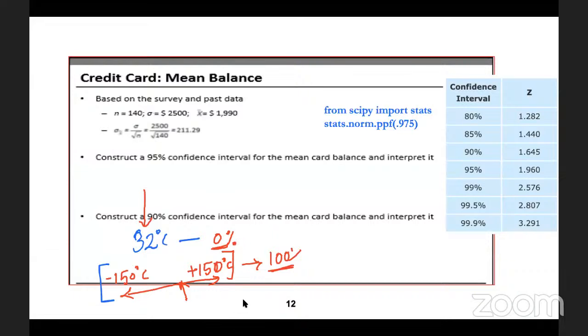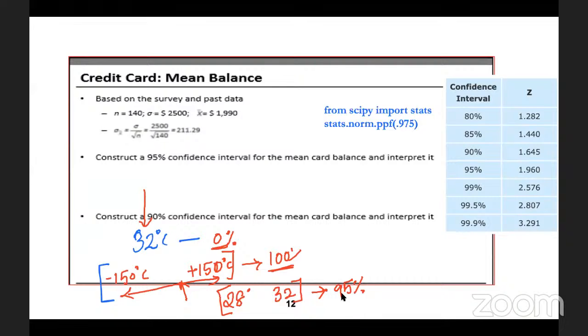Let us say, for example, if I tell you, hey, tomorrow's temperature would be between 28 degrees to 32 degrees, with a confidence of 95%.